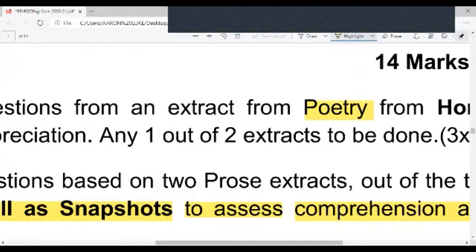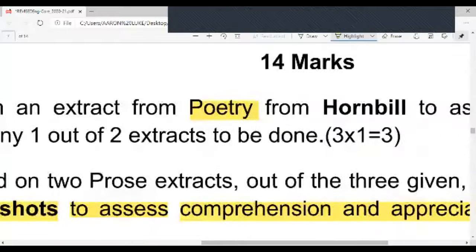For example, which are the poems which you have studied? Which are the poems we have studied so far? No poems were taught in this academic year. Photograph is a poem. Voice of the Rain is a poem. So from the Hornbill textbook, you will have two extracts. You have to write one out of two, and each extract will have three questions. So 3 into 1, each response carrying 1 mark.